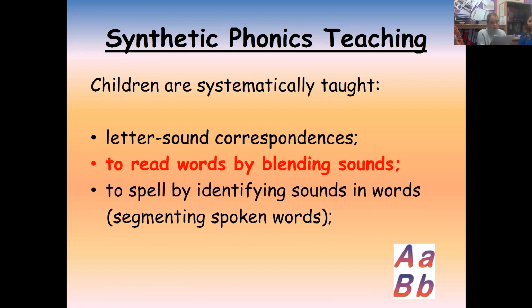They learn to spell by identifying sounds in words, so segmenting spoken words. This is where they would think of the word first. Referring back to the word tap, they would think tap and then think of the three sounds that make that word. So they're breaking it down. And finally, they're taught how to form letters, following our handwriting scheme. From reception onwards, the children will be taught how to correctly form all letters.